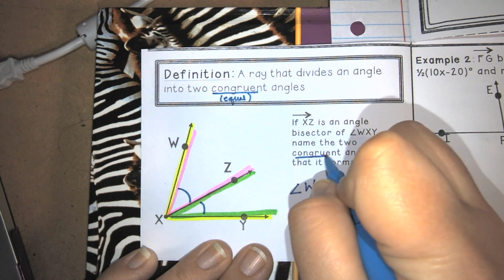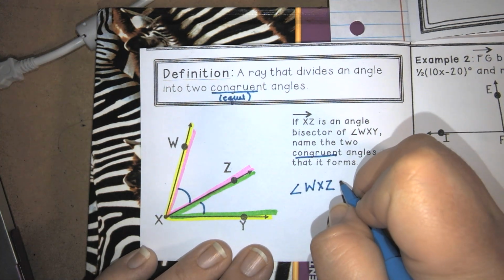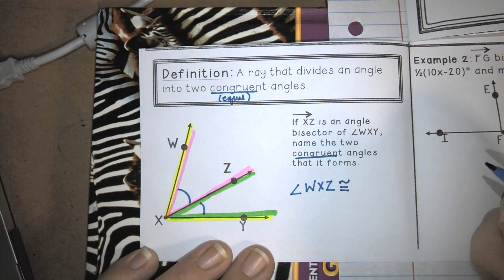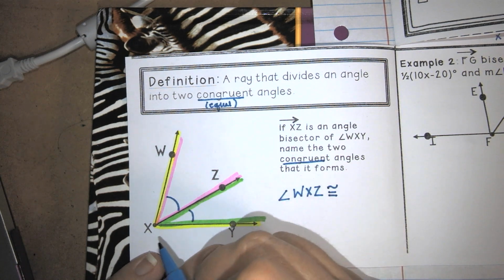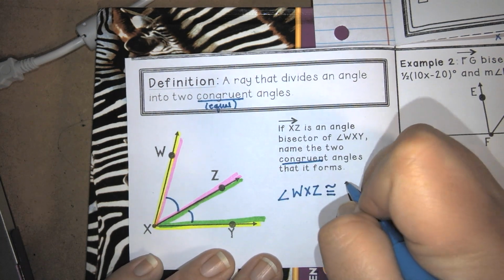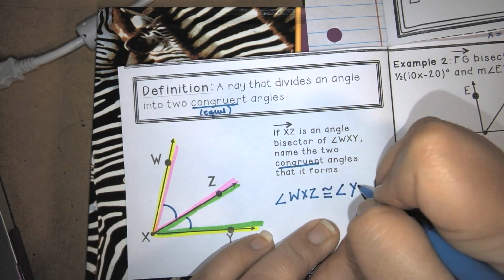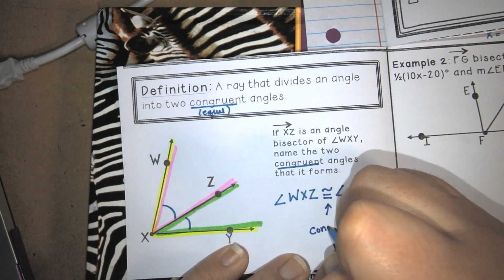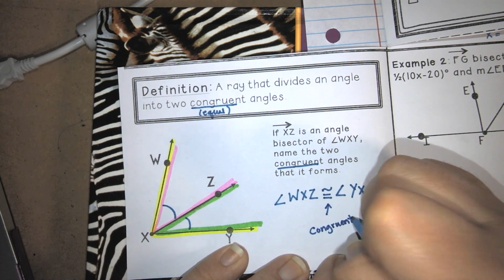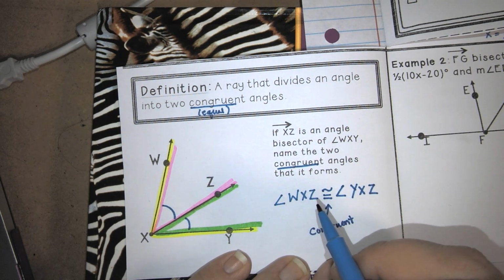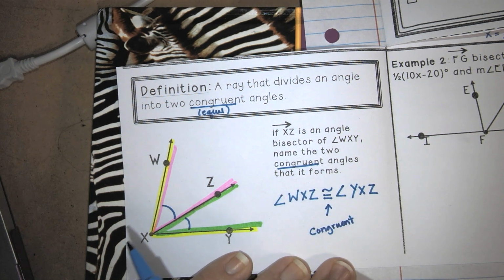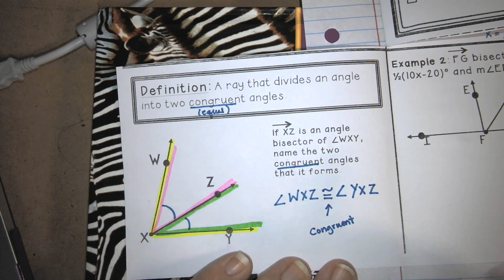And notice it used the word congruent. The symbol for the word congruent is a squiggly tilde, like you'd use in Spanish, over an equal sign. The green angle is ZXY or YXZ. And remember, this symbol means congruent. So write the symbol and also put the word down so you know what it means. So angle WXZ is congruent to angle YXZ. And putting these little tick marks on here shows that they are the same measure. So if I find one, I'll know the other.